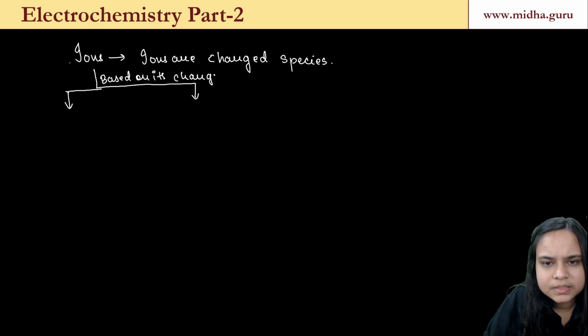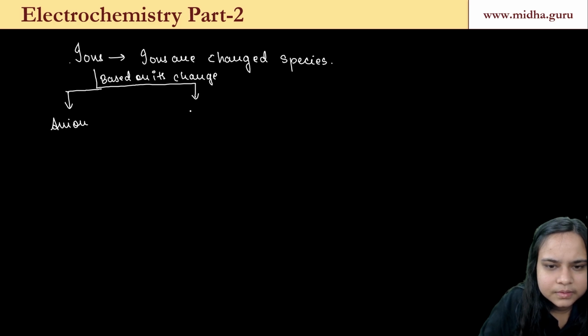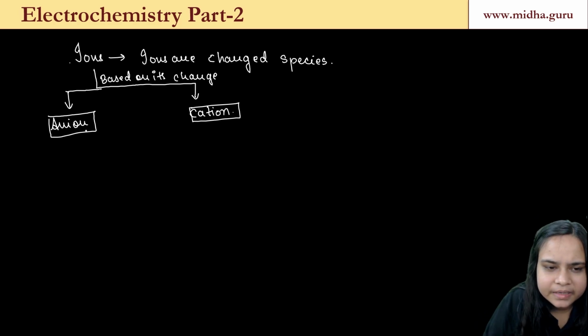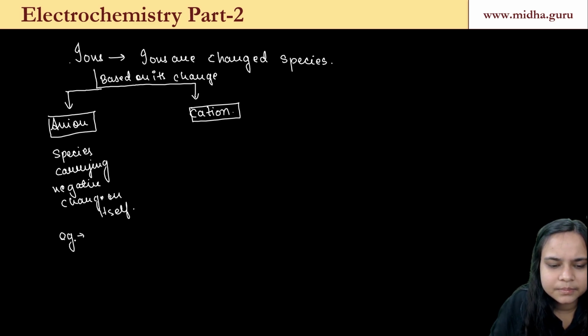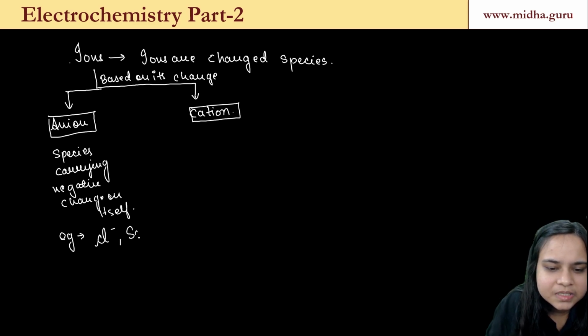Based on its charge, ions can be categorized into two again, that is anion and cation. So what are anions? Any species carrying a negative charge on itself is called an anion. Example, there are numerous examples like Cl minus carrying a negative charge and hence becoming an anion. Then we have SO4 2 minus. Then we have NO3 minus, nitrate.